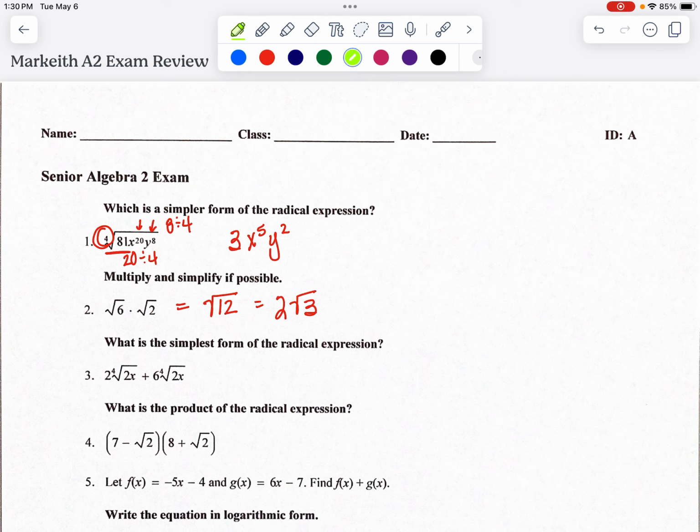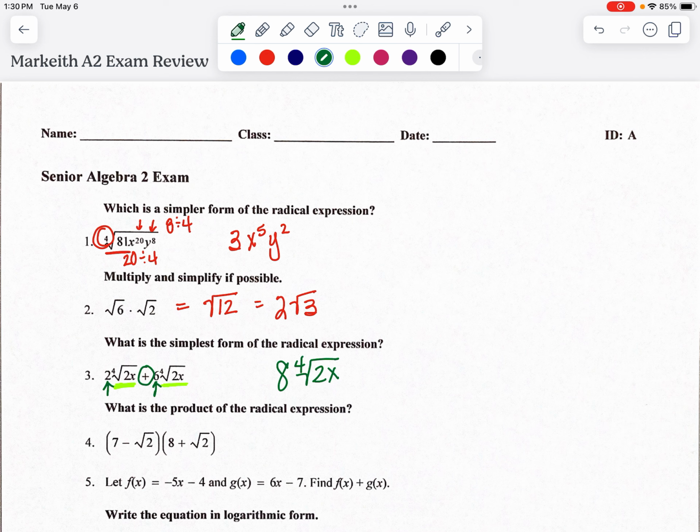So number 3 is really easy. See how these roots are the same? It's the fourth root of 2x and the fourth root of 2x, it's the same thing. All you're going to do is take your coefficients, the 2 and the 6, and you're going to add them. So 2 plus 6 is 8, right? So it's going to be 8 fourth root of 2x.